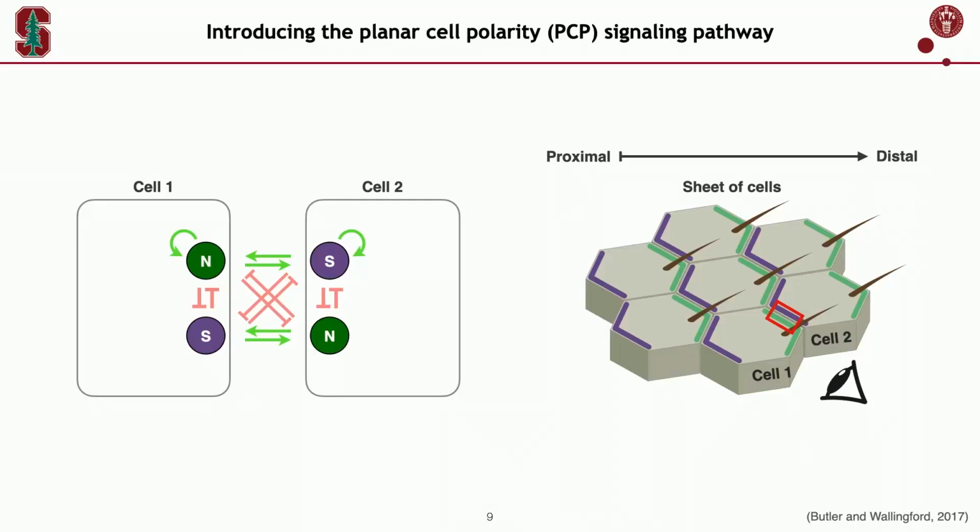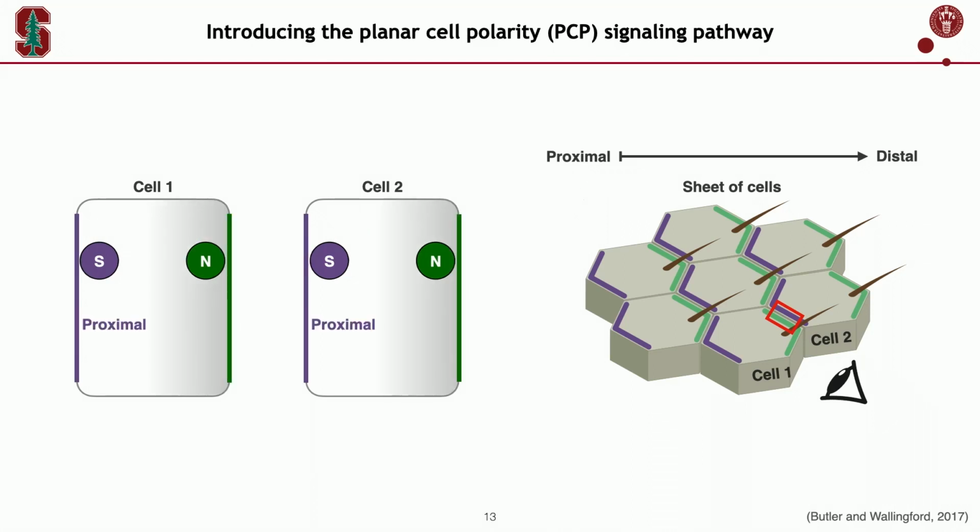Across the membrane, there's also interaction. The same group inhibits itself, but promotes the other group. This results in 2 groups, in 2 polarities being built up inside the cells, a south pole and a north pole, or in this case, we call this proximal and distal.